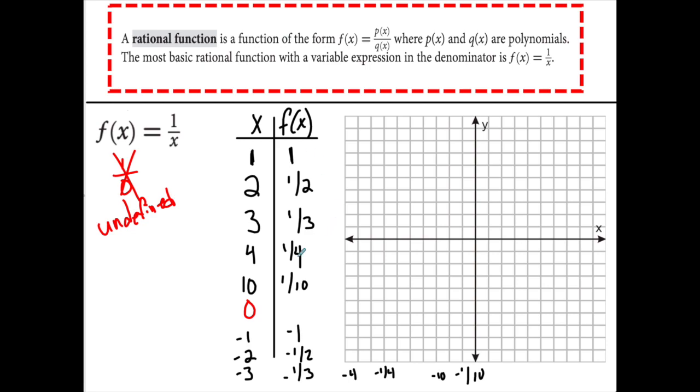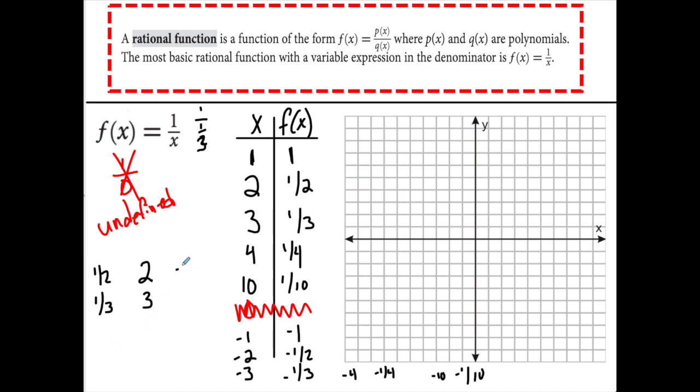That's going to be interesting. So 0 is not actually a value. What about some fractions? What if I plugged in a half? Well, what's 1 divided by a half? That would be 2, because it would be 1 times 2. If you plug in a third, what's 1 over a third? That's going to be 3.